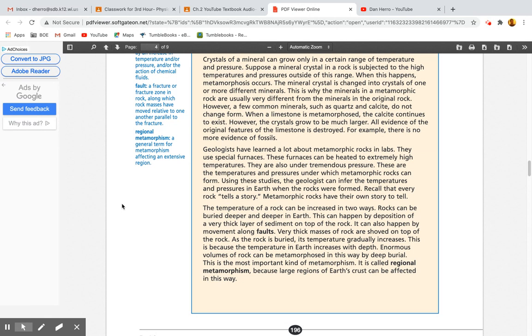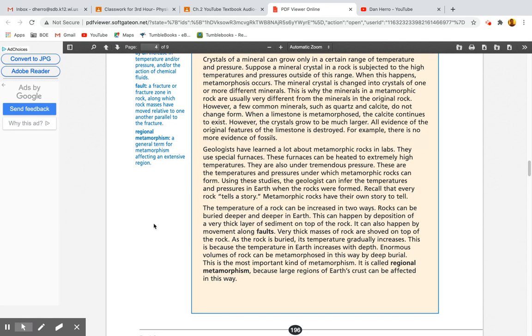When a limestone is metamorphosed, the calcite continues to exist. However, the crystals grow to be much larger. All evidence of the original features of the limestone is destroyed. For example, there is no more evidence of fossils.